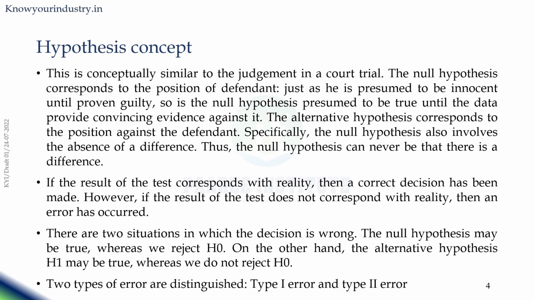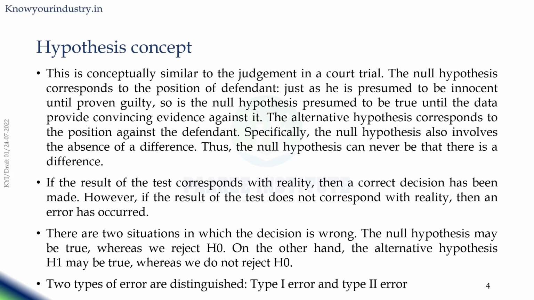If the result of the test corresponds with reality, then a correct decision has been made. However, if the result of the test does not correspond with reality, then an error has occurred. So, there is always a probability that an error can occur in a particular hypothesis or event. For example, in the court trial, there is a defendant who can be innocent or guilty. There is a possibility that he is truly innocent but proven guilty, or he is truly guilty and proven innocent. So these are the two errors that can happen. That is called type 1 error and type 2 error.